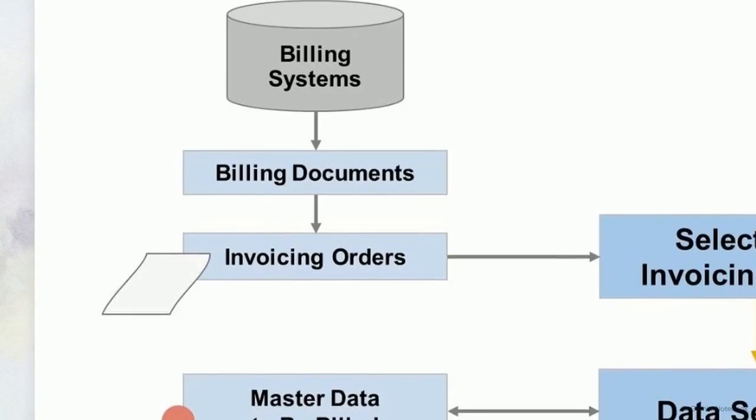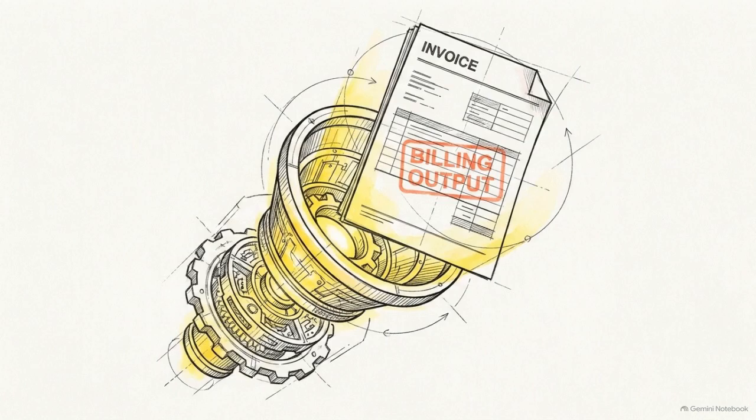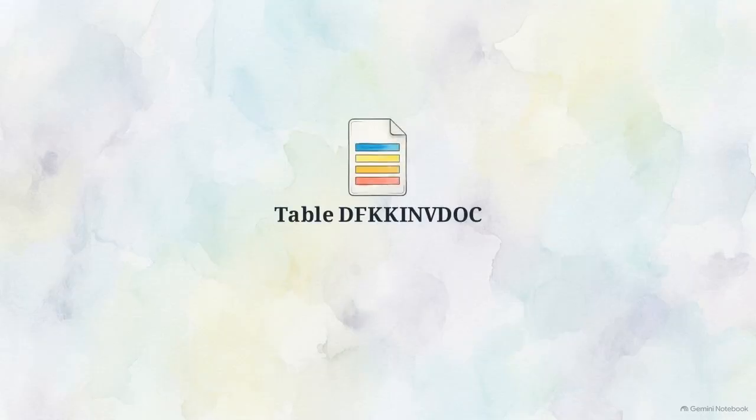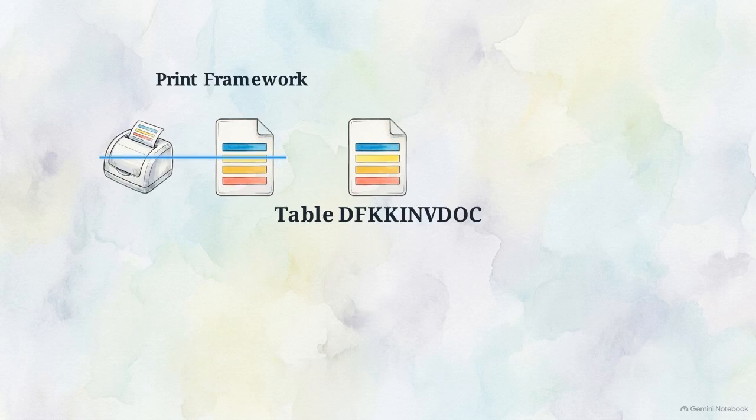They don't go straight to finance. Instead, they create temporary invoicing orders in table DFKKINV_trig, queuing for the invoicing run. The primary output of that invoicing run is the invoicing document, stored in table DFKKINV_doc. This invoicing document, table DFKKINV_doc, exists primarily as a print framework and billing consolidation layer.